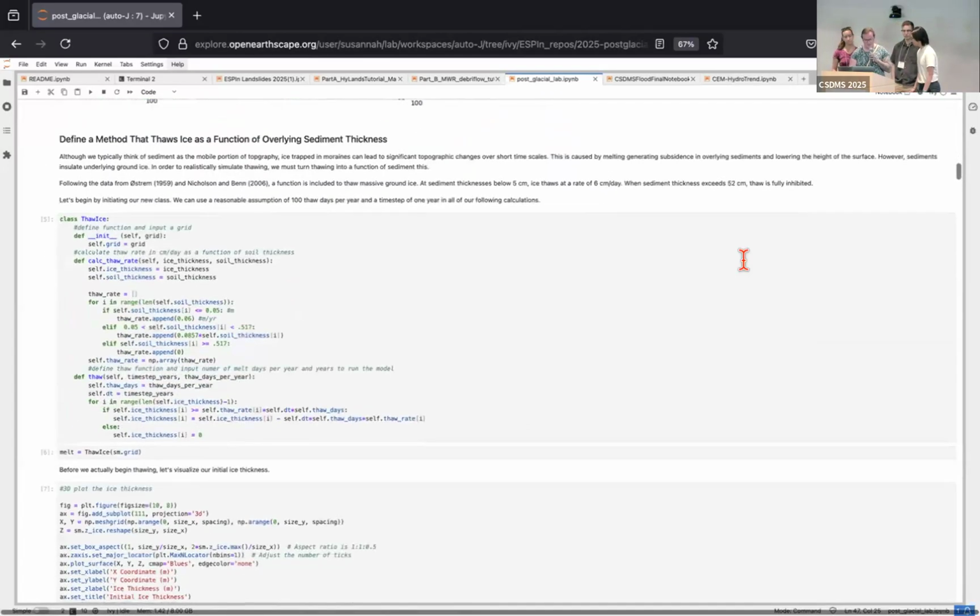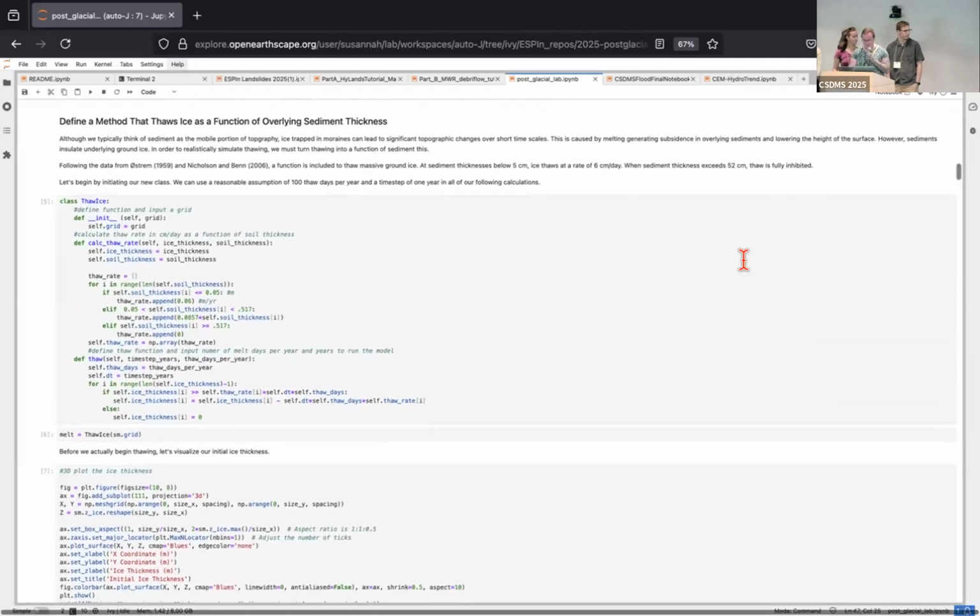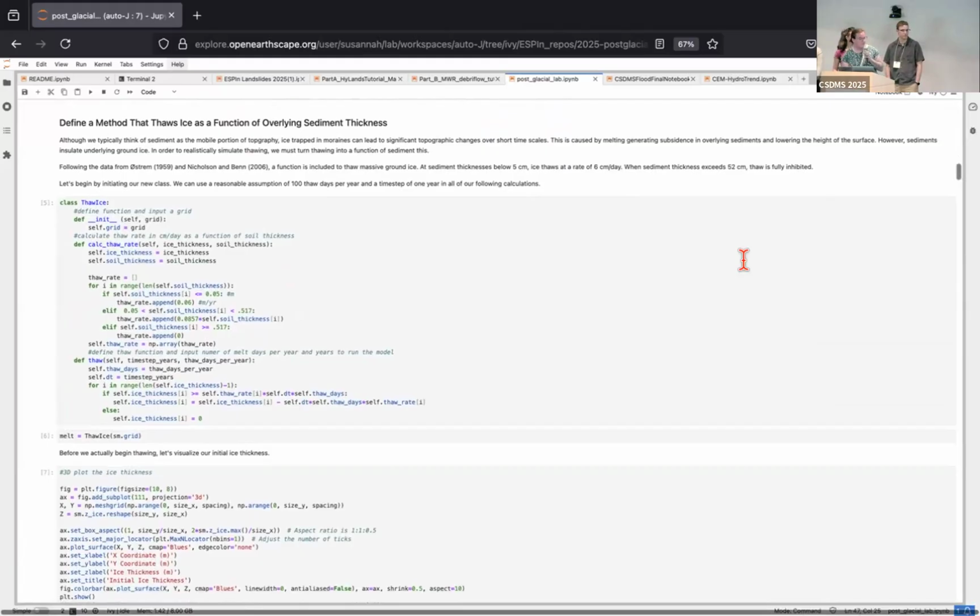Awesome. Thank you, Viet. Following having this beautiful topography to work on, we wanted to start changing things and making sediment move around. But before actually moving the sediment, we wanted to figure out what we're doing with the ice inside the moraines. So we created a class function to thaw out this ice, pulling some estimates from papers of ablation rates as a function of overlying soil thickness.